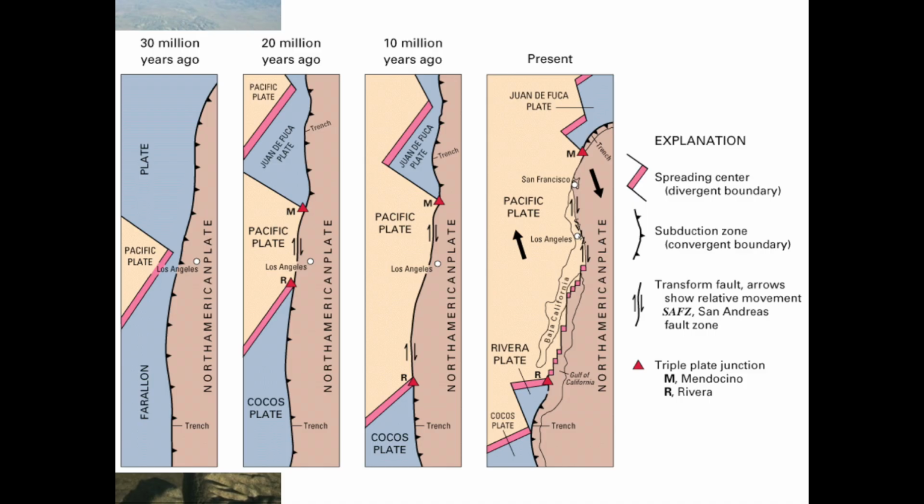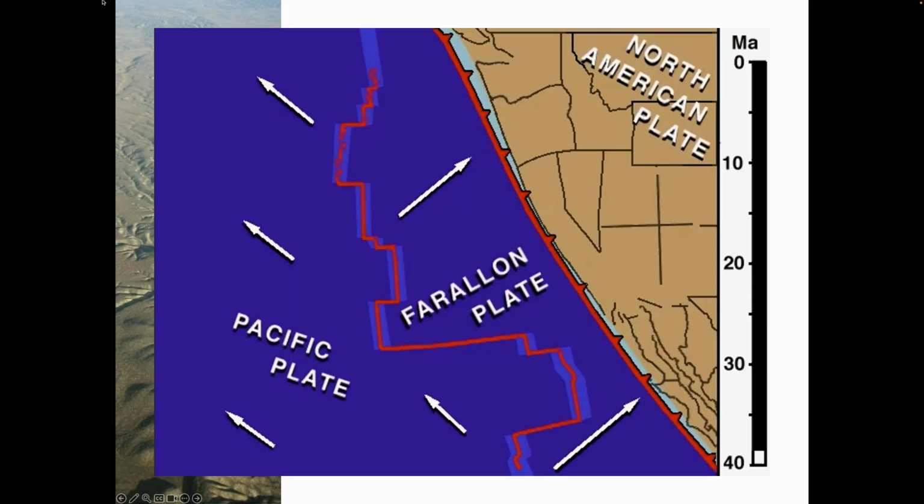Over time, that transform boundary transformed into a divergent boundary along the Gulf of California, between Baja California and mainland Mexico, and it maintained itself as a transform boundary north of there through California until it meets up with the Juan de Fuca Plate. This is an animation showing that very process that I hope will make it a little clearer about what happened.